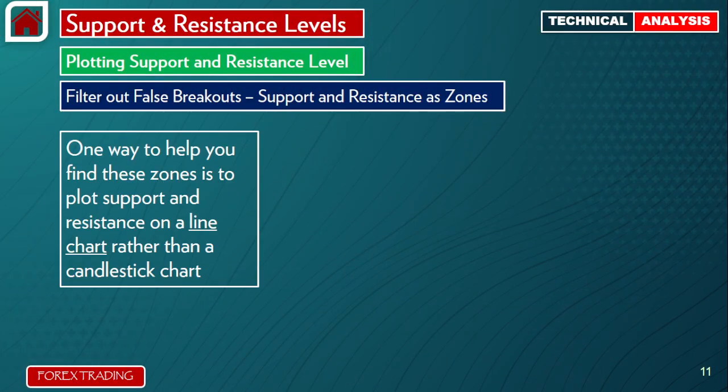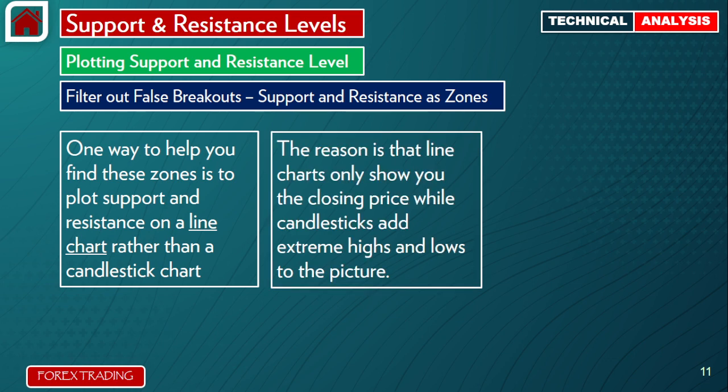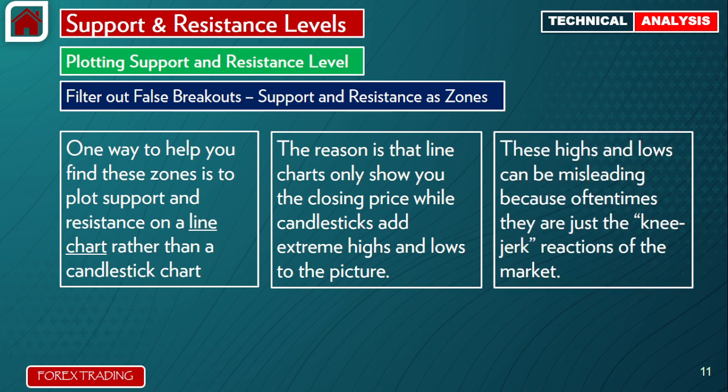One way to help you find these zones is to plot support and resistance on a line chart rather than on a candlestick chart. Why is that? Because line charts only show the closing price, while candlestick charts show the extreme highs and lows of the price. These highs and lows can be misleading because sometimes they are just knee-jerk reactions of the market. If you have already studied candlestick patterns, you know what this means.